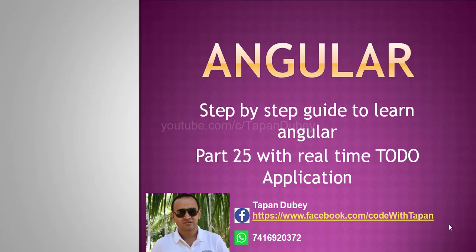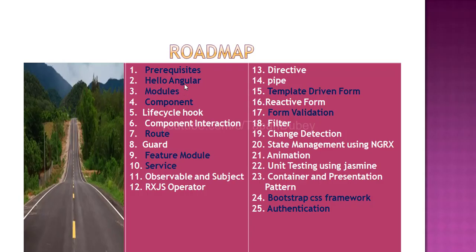This is part 25 of the step-by-step guide to learn Angular. If you are directly coming to this video, I recommend you watch the previous video first, and then you can come to this video. These are the topics we are going to cover in this complete video series, and today we are working on the reactive form. In the previous video we created one reactive form and added some basic validation, and in this video I am going to add dynamic validation at runtime.